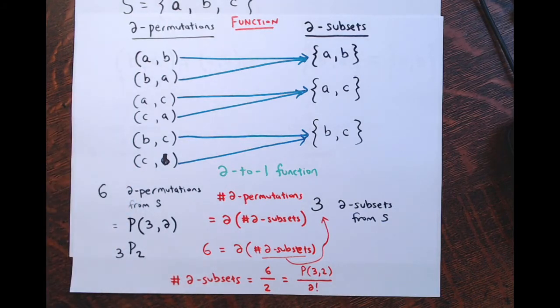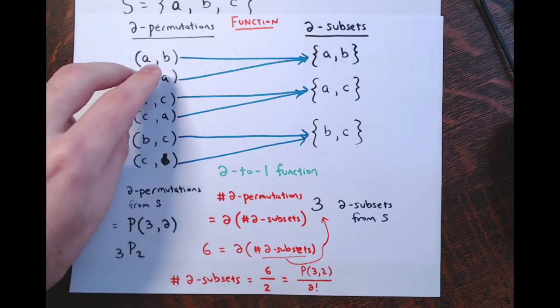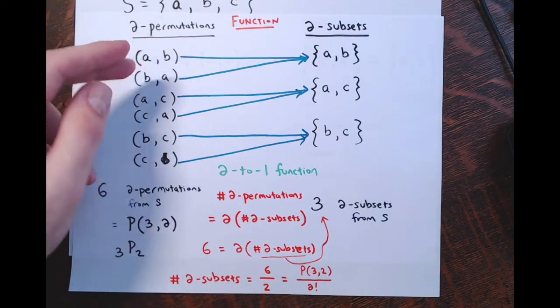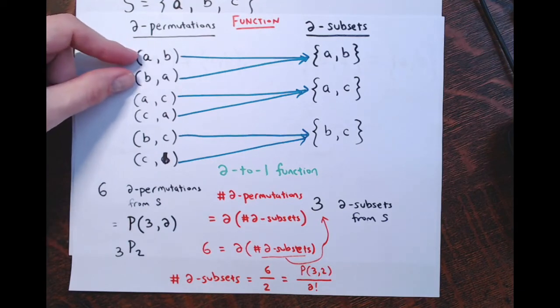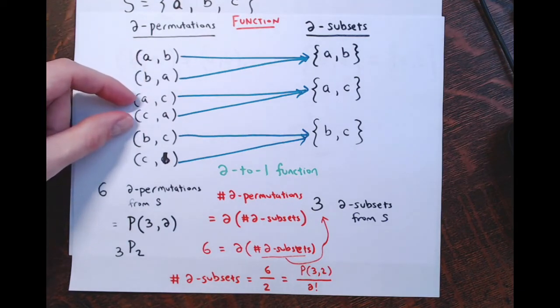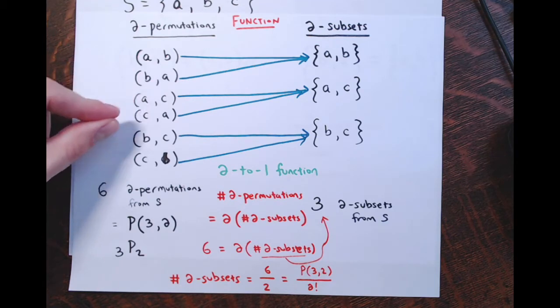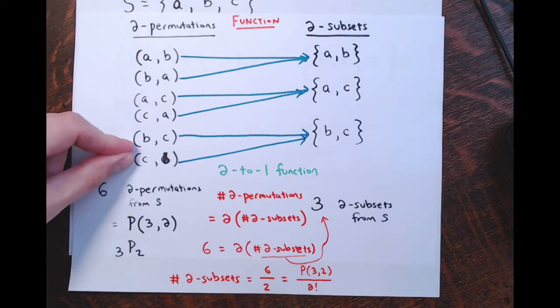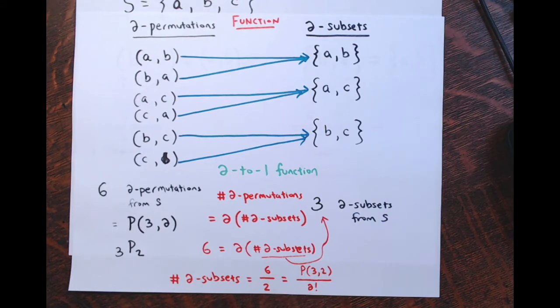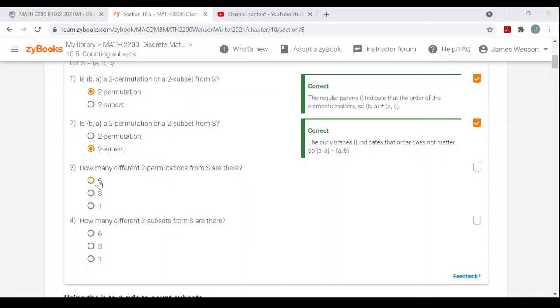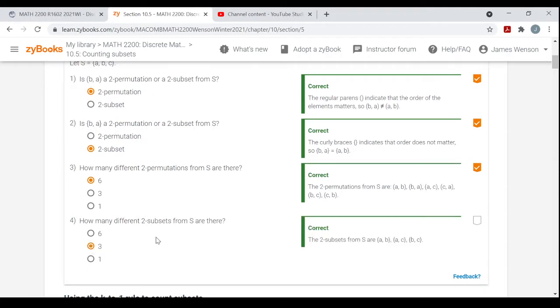2 factorial is equal to 2, because for every two elements, there are 2 factorial ways of rearranging them. So you see the 2 factorial ways of rearranging A and B, the 2 factorial ways of rearranging A and C, the 2 factorial ways of rearranging B and C. So that's why I'm writing this divided by 2 as 2 factorial. Again, there's a reason for this, which will come up when we get to a formula for the number of R subsets, or the number of R combinations. Right. So how many two permutations? 6. How many different two subsets? 3.